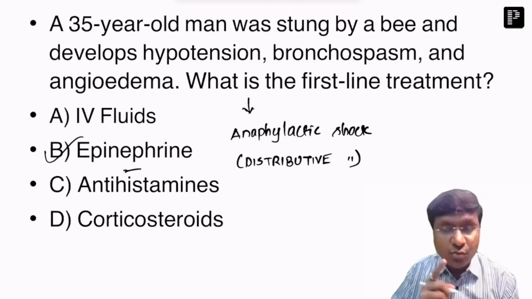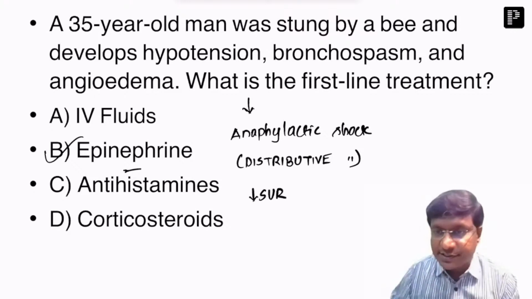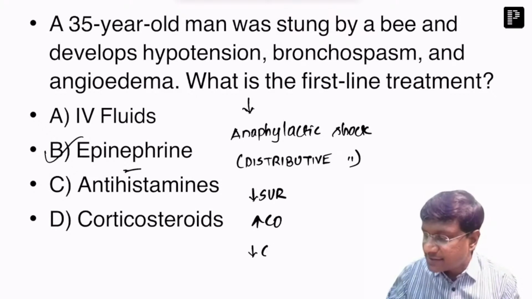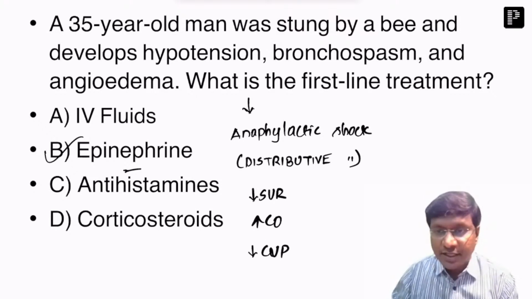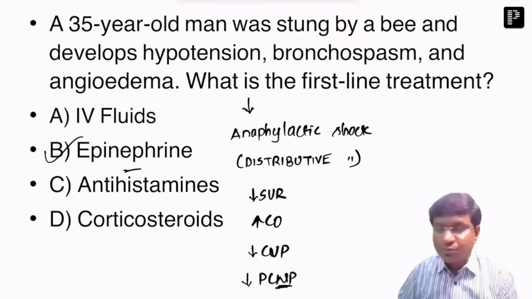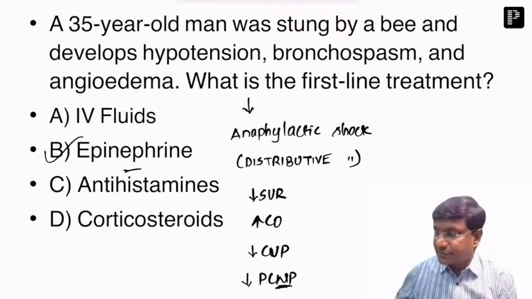Now in distributive shock, what are the parameters that we have discussed? There will be decrease in systemic vascular resistance. There will be increase in the cardiac output. There will be decrease in central venous pressure, and there will also be decrease in pulmonary capillary wedge pressure. That is what you'll observe in case of the anaphylactic shock, which is nothing but a form of distributive shock. Next question.